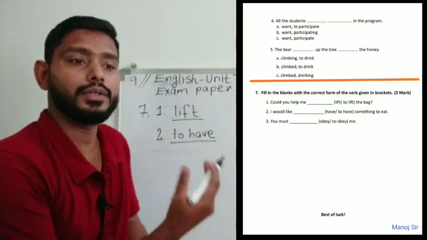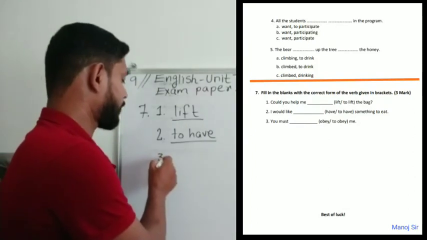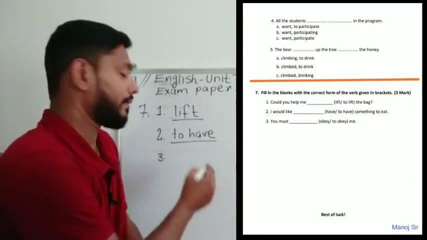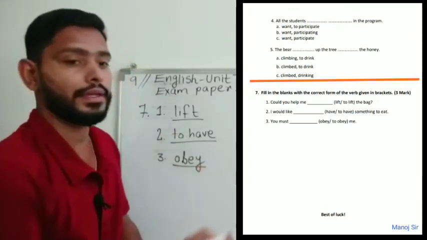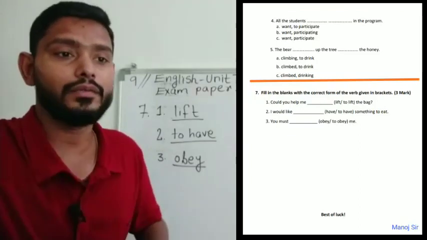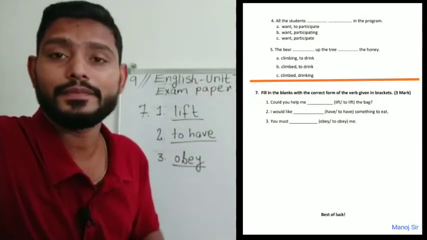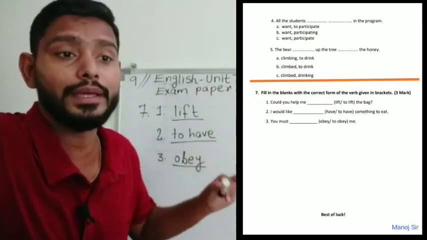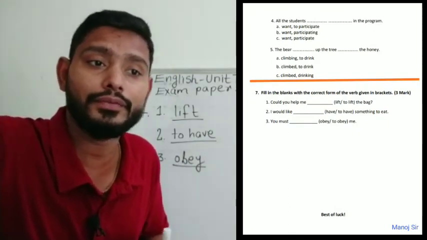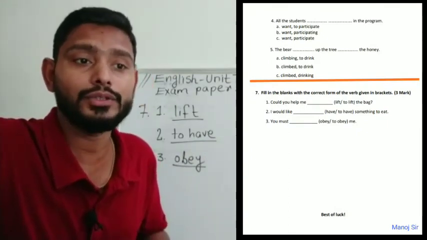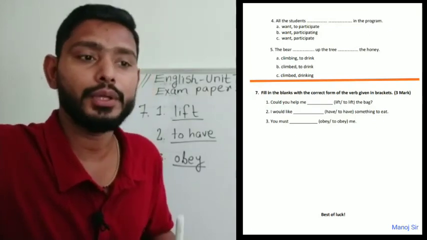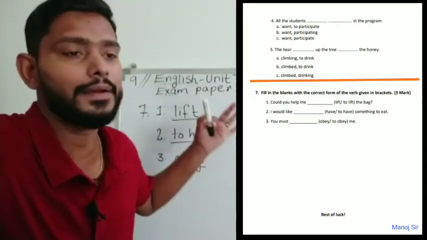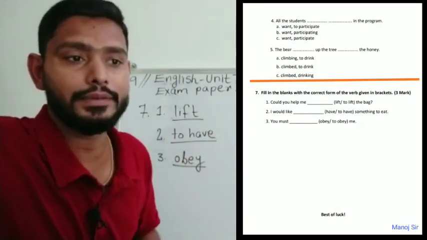And the third one is, you must obey me, not to obey. Okay, it is simply obey. You must obey me. Okay, so that's the correct verb to pick from the options. Could you help me lift the bag? I would like to have something to eat. You must obey me. Okay, so these are the answers for the seventh question.